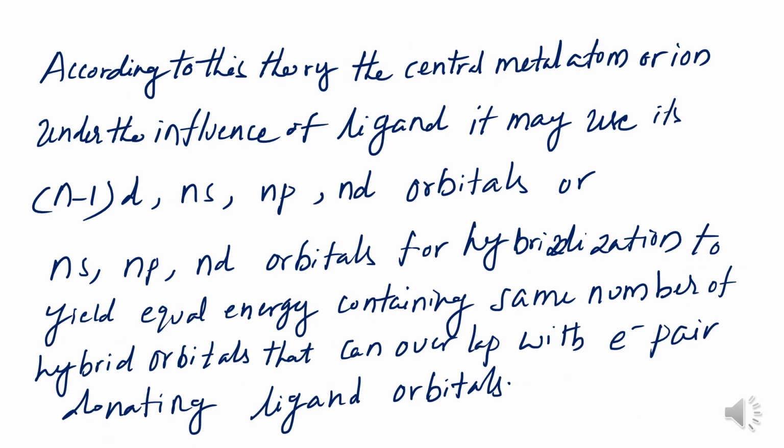According to this theory, the central metal atom or ion under the influence of ligand may use its (n-1)d inner orbitals or ns, np and nd valence shell orbitals for hybridization to yield the same number of equal-energy hybrid orbitals that can overlap with electron pair donating ligand orbitals.